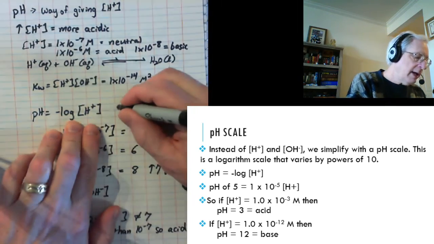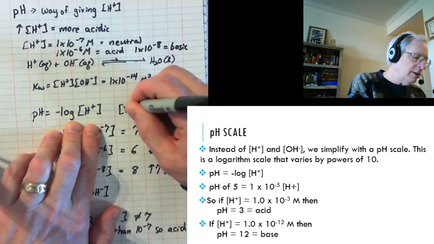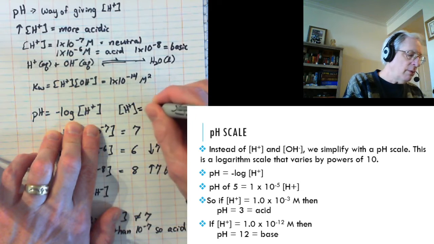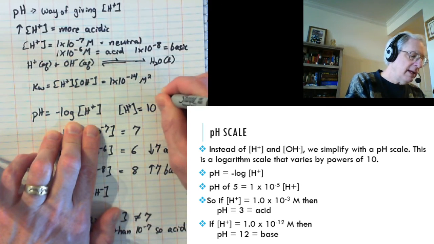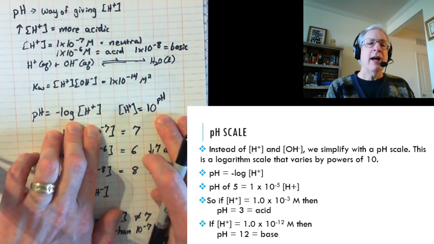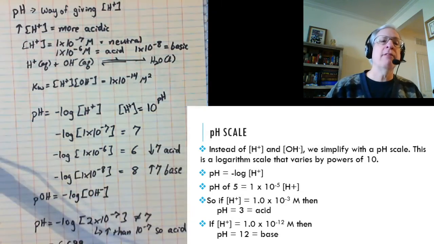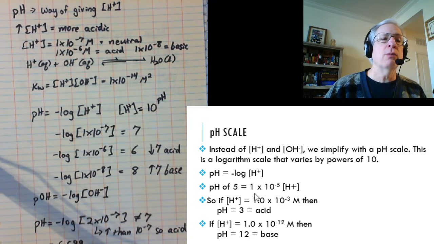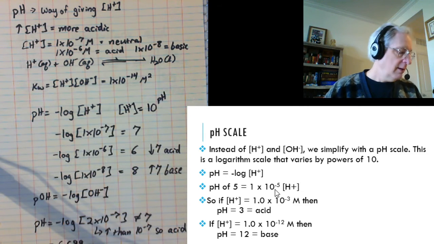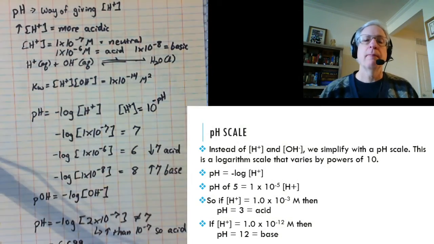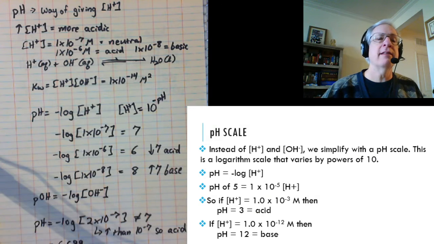By the same token, if I want to know the concentration of H positive, that will equal 10 to the negative pH power. So if I have a pH of 5, then the hydrogen ion concentration will be 1 times 10 to the negative pH power. That's the same thing as 10 to the negative 5. 5 becomes 10 to the negative 5.